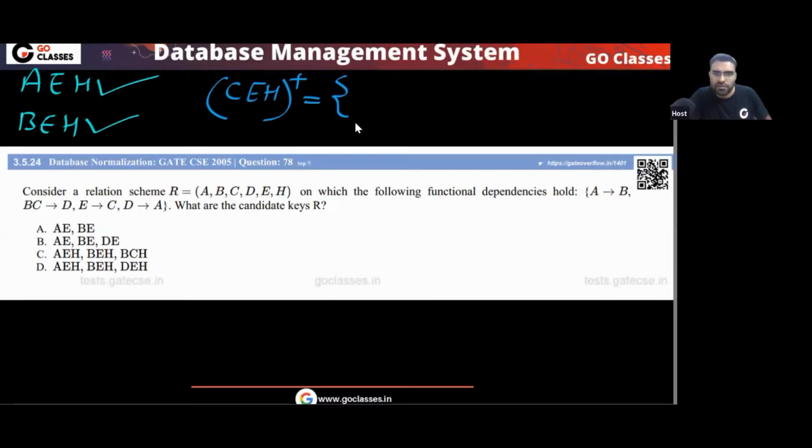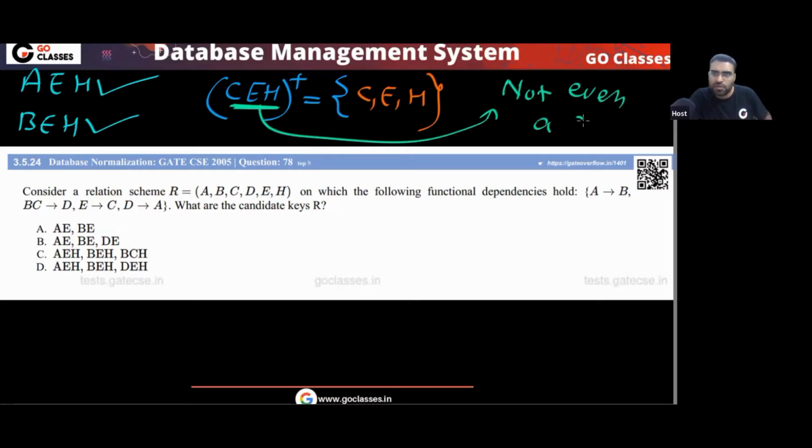Will it bring everything? See, this can bring CEH only. Nothing else, right? So definitely this is not even a super key. Yes or no? This is not even a super key. Okay, now you tell me.